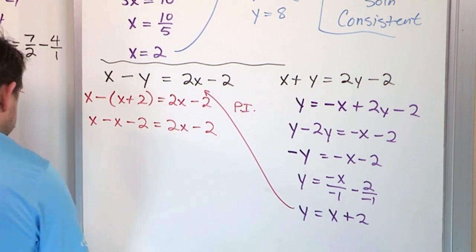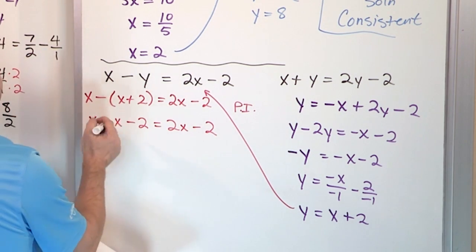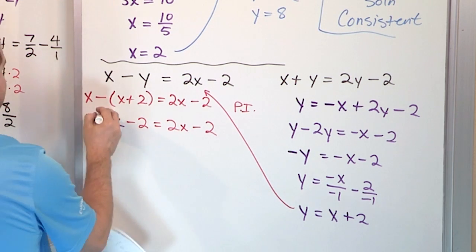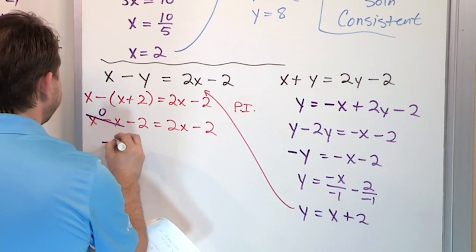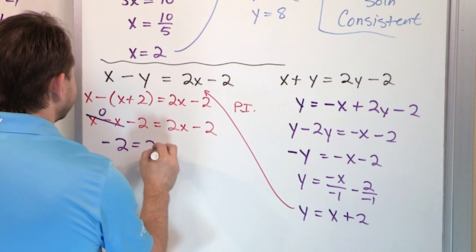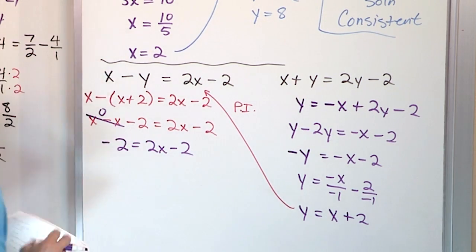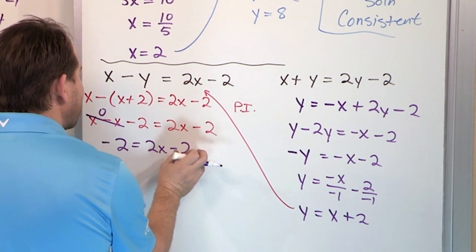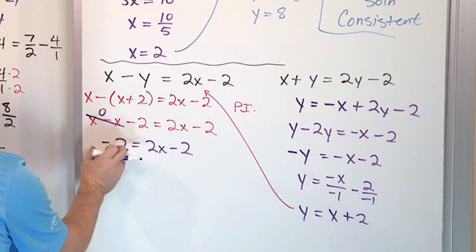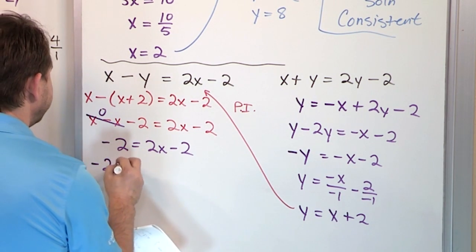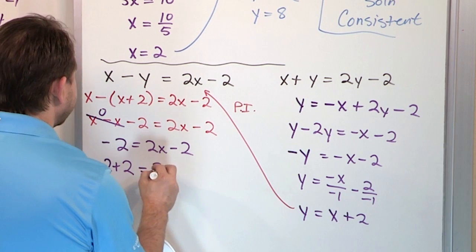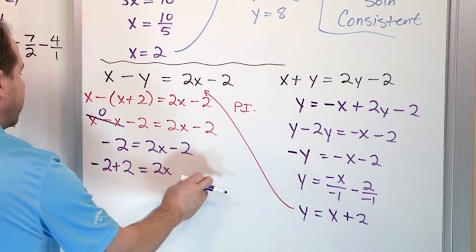But the interesting thing about it is, on the left-hand side, I have x minus x. That's just 0. It goes to 0 right here. So on the left, all I have is negative 2 is 2x minus 2. So just to make it a little easier, let me leave the x on the right and let me pull the 2 over by adding. So what it'll be is negative 2 plus 2 on this side equals 2x. All I did was add 2 and add 2.